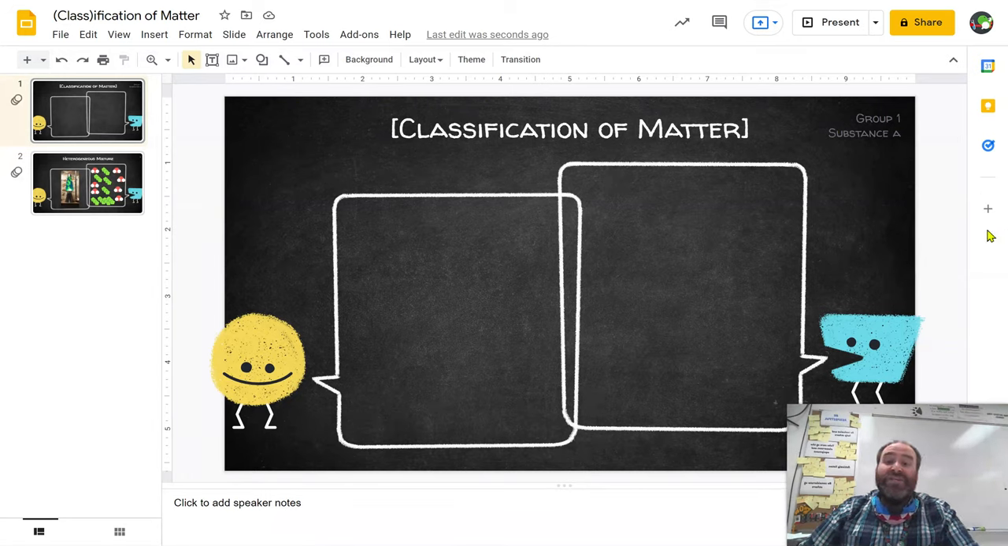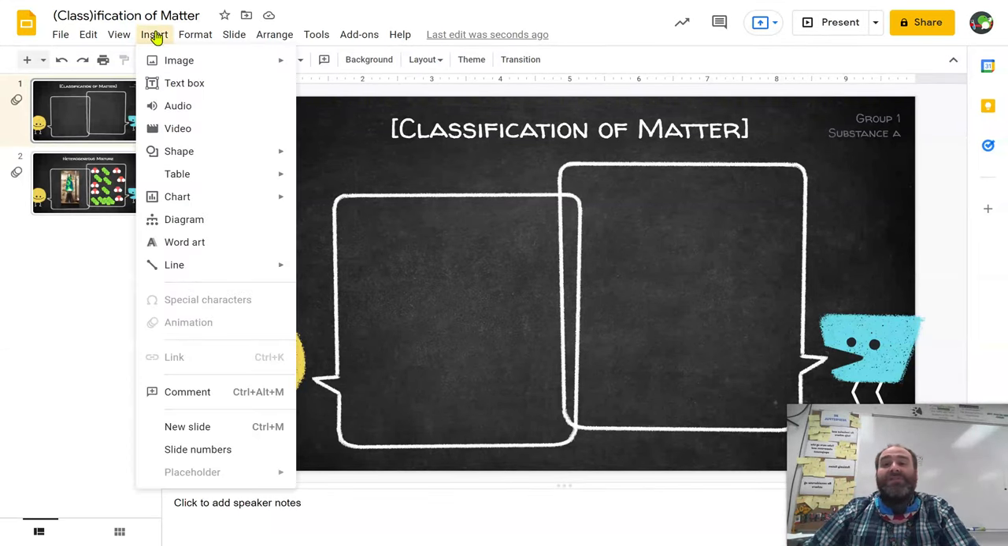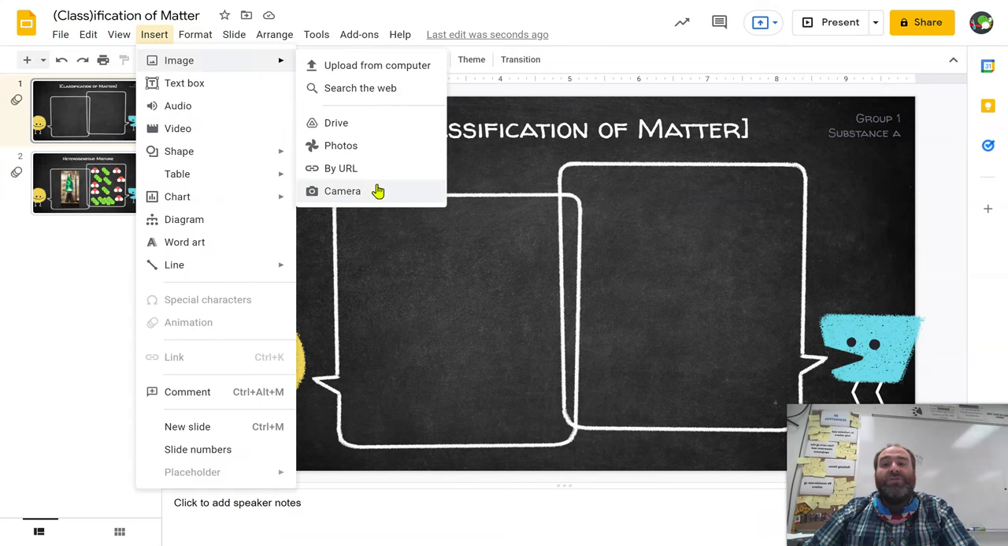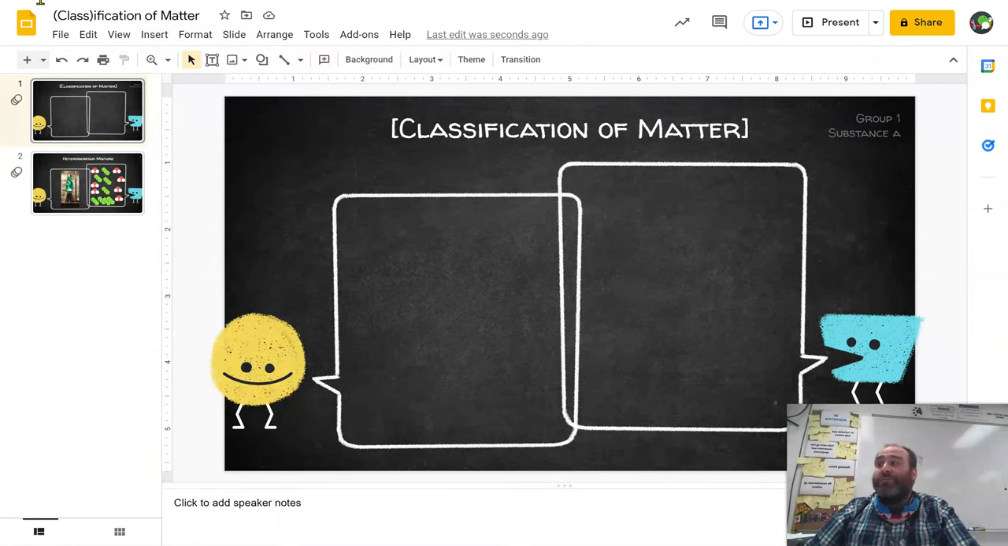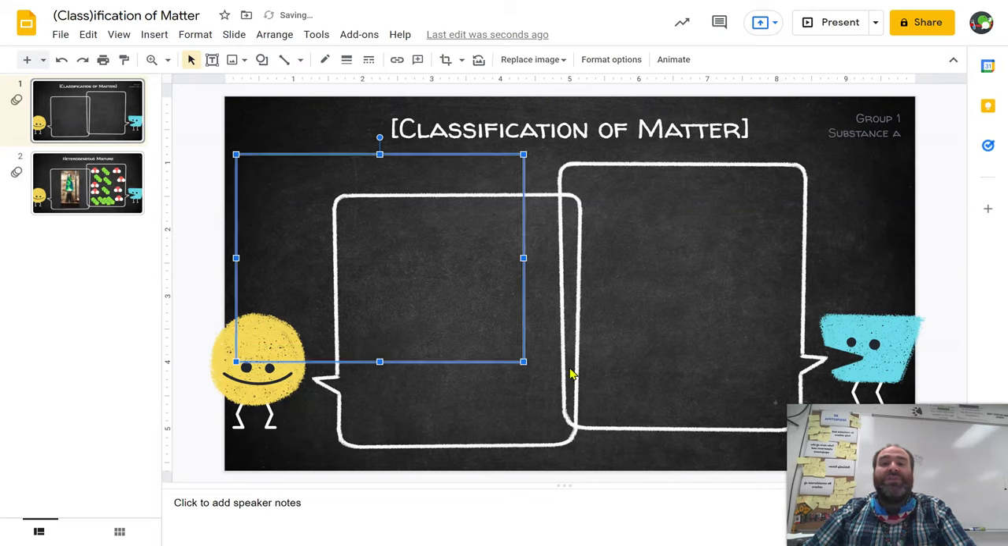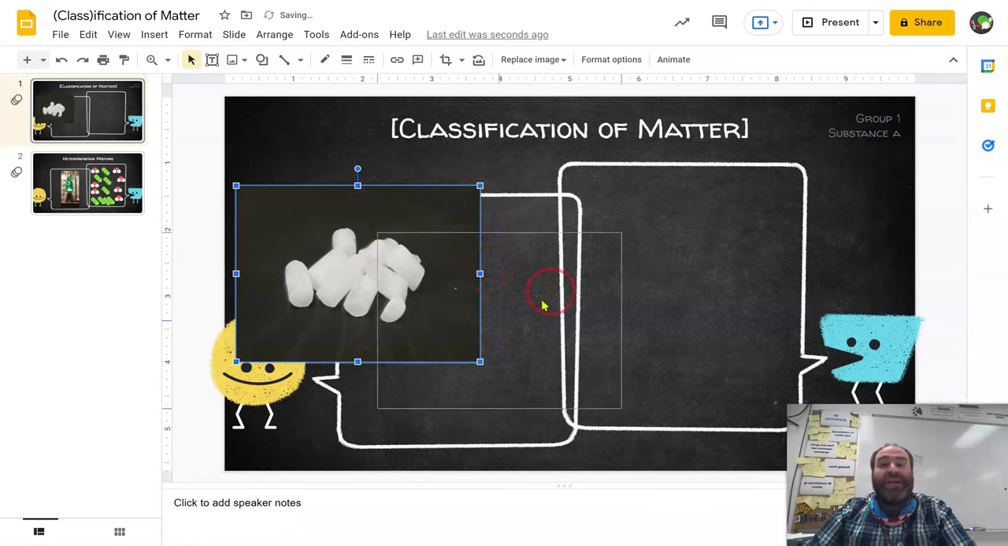The first thing we need to do is insert a clear picture of our substance. So our teacher gave us the substance. It's carbon dioxide. It's dry ice. And so I'm going to go ahead and go to the insert menu, image, and choose from camera. That allows our computer to take a picture of our substance with a document camera. So let me go ahead and insert that right now.